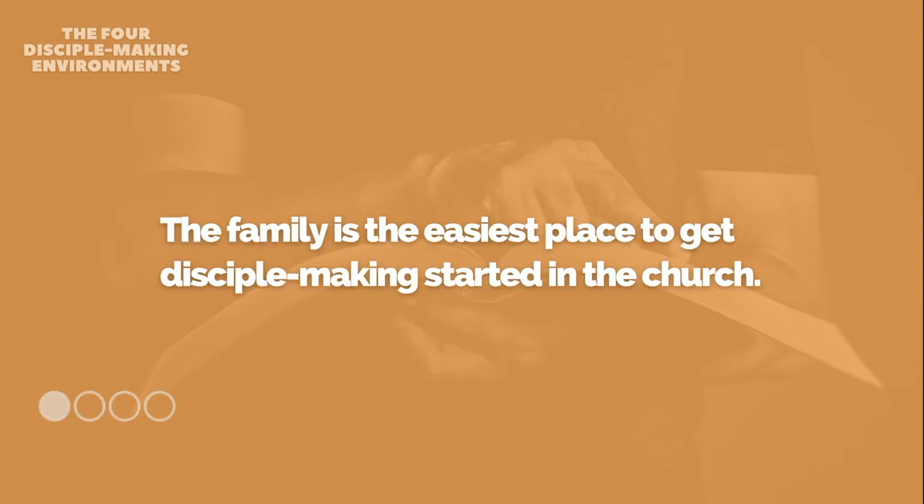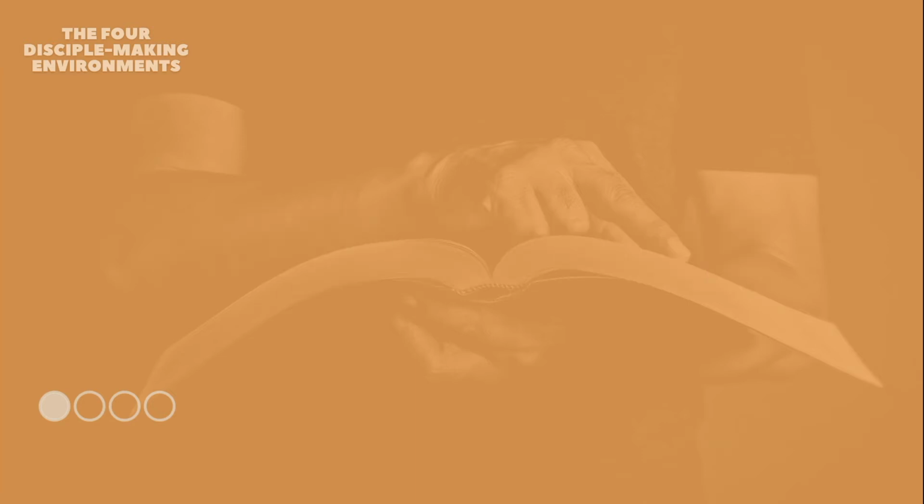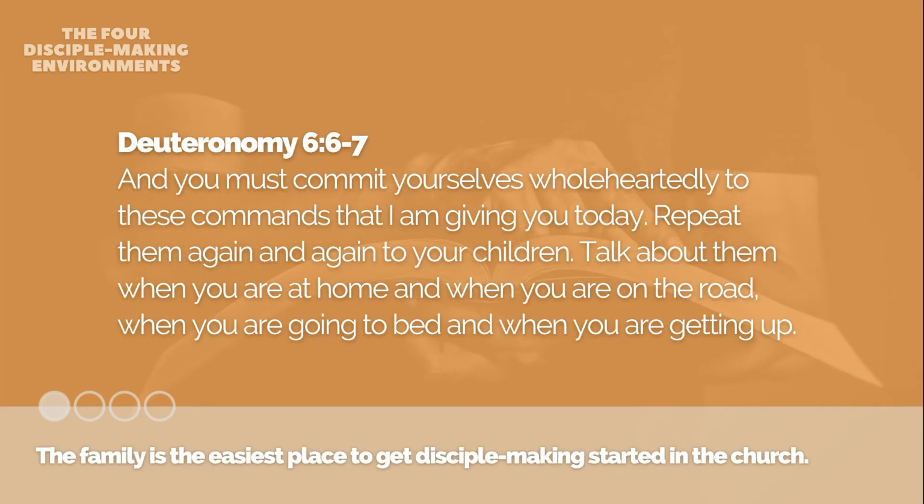First, the family is the easiest place to get disciple making started in the church, especially families with young children. Our kids category is perfect if you want to get conversations started at home. Sometimes you call that family devotionals, and they date all the way back to Moses' day. Moses said this in Deuteronomy 6, to the parents and grandparents, you must commit yourselves wholeheartedly to these commands that I'm giving you today. He had just given them the Ten Commandments. He said, repeat them again and again to your children. Talk about them when you're at home, when you're on the road, when you're going to bed, and when you're getting up. This has been true for thousands of years.